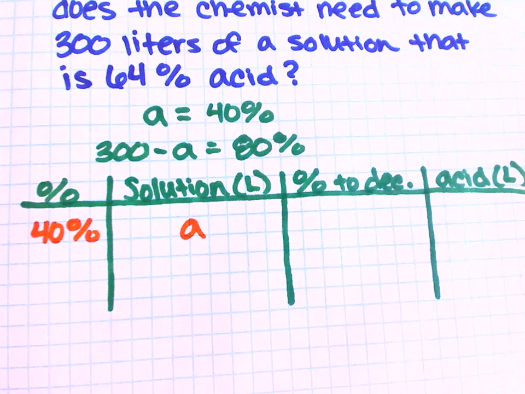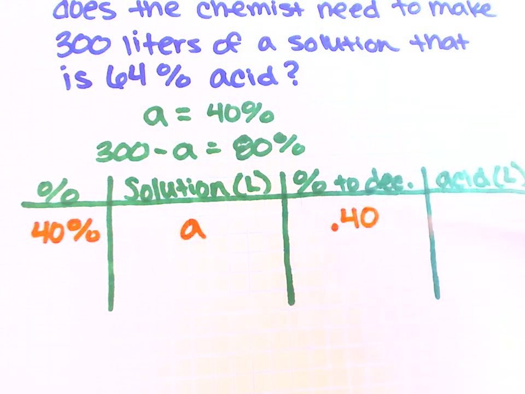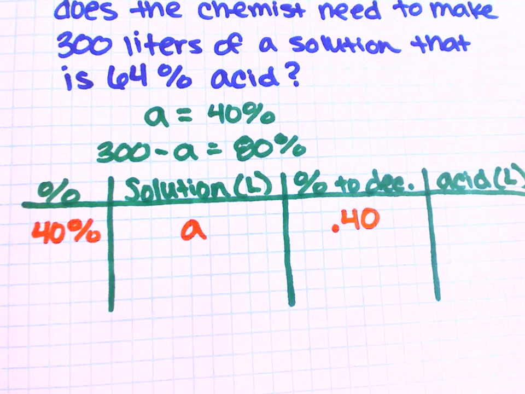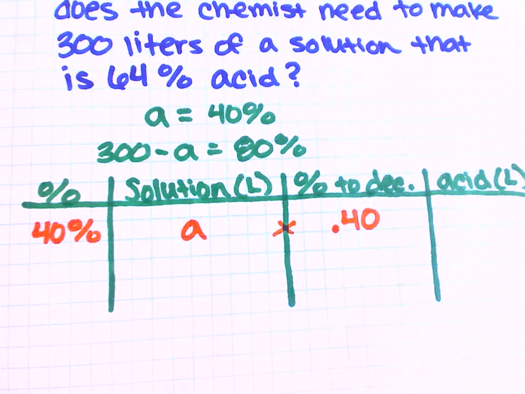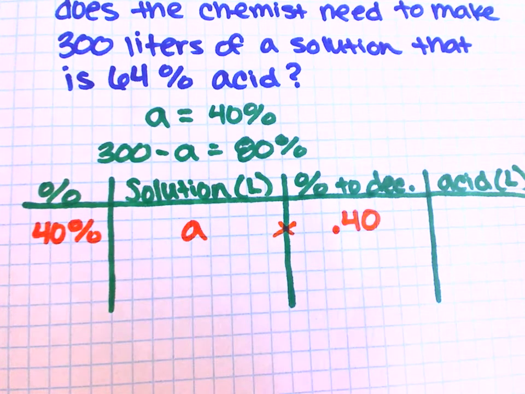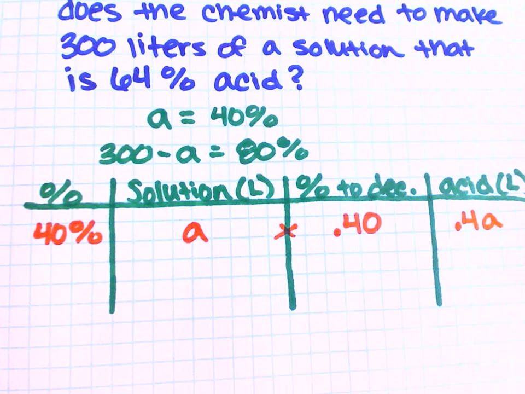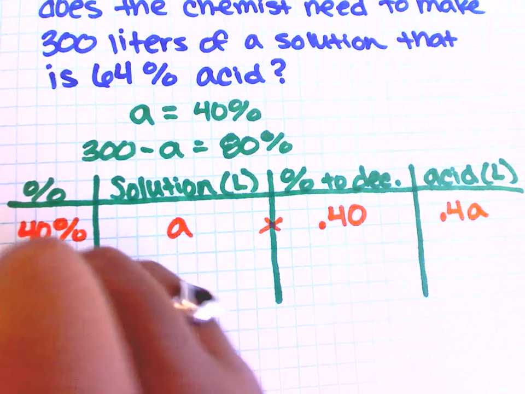Now percent to decimal. I need to change my 40% to a decimal, so I do the Beyonce method. To the left, to the left. So percent as a decimal would be 0.40. I just moved the decimal twice to the left. It was 40%. To the left, 0.40. So then the same as yesterday, you're multiplying these two columns. So I would be left with 0.4A. I don't need the 0, that's just a placeholder. So I have 0.4A. Okay, now I'm going to do the 80%.